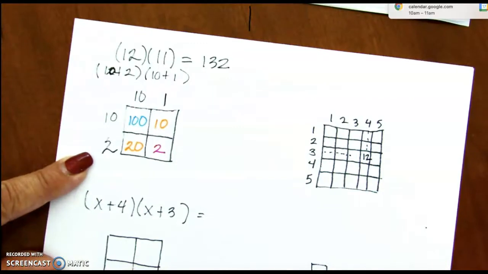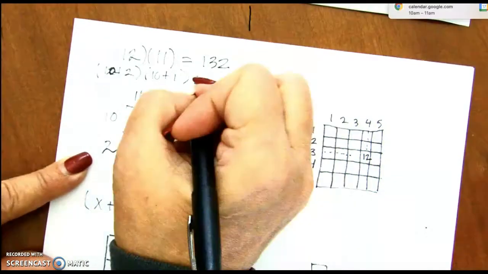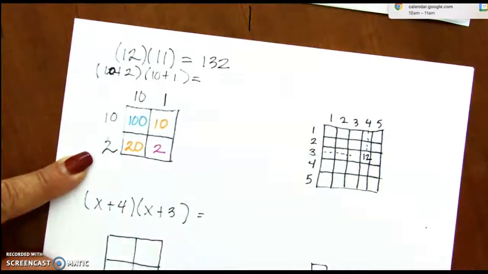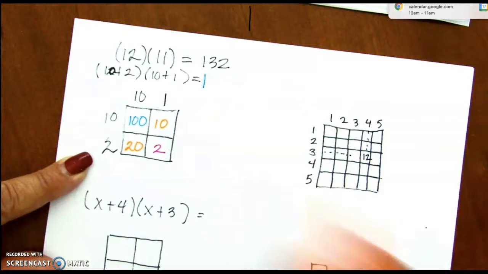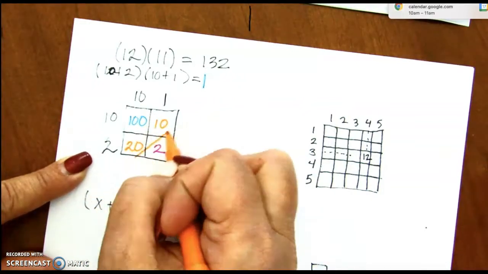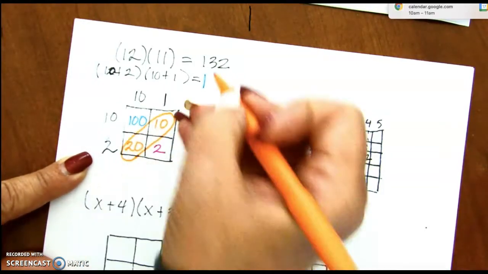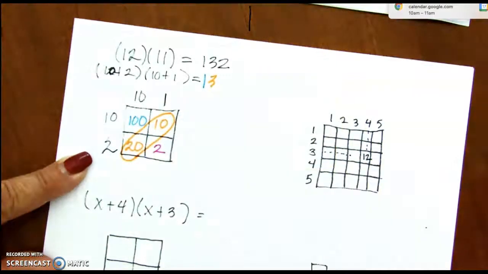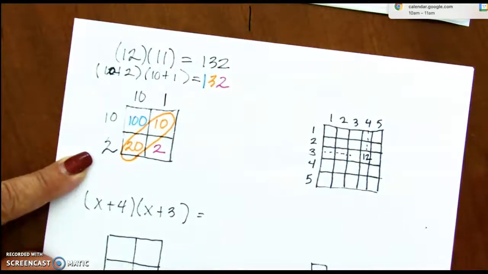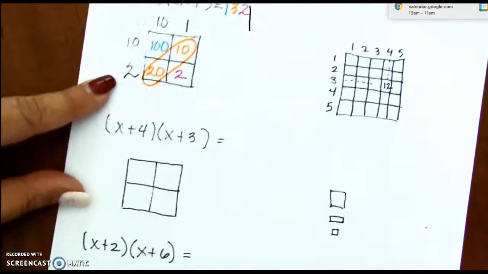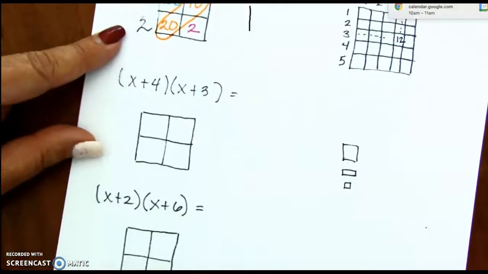All right, so I have, using my area model, 100. I have 10 and a 20. I'm going to combine those because 10 and 20 make 30. I have a 3 in the tens place, and finally a 2. All right, so let's apply that method when multiplying binomials.